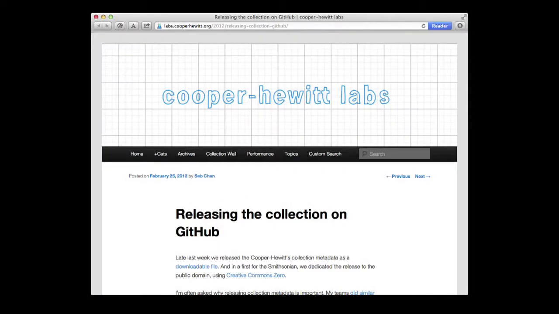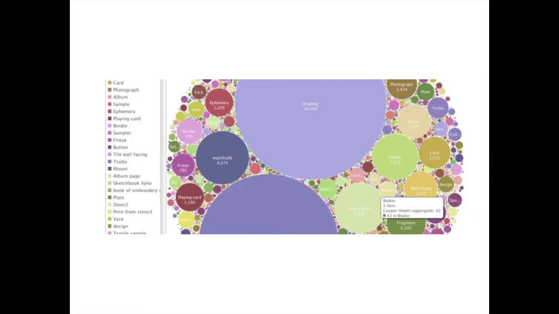In February, the Cooper Hewitt National Design Museum took the very exciting step of releasing its collection's metadata on GitHub using Creative Commons Zero, the most permissive license available. In doing so, the museum's digital and emerging media director, Seb Chan, hoped that offering this information would make it more discoverable, allowing it to be searched from outside the museum's own website. Even more, he hoped that releasing the metadata would inspire new forms of interpretation around the collection.